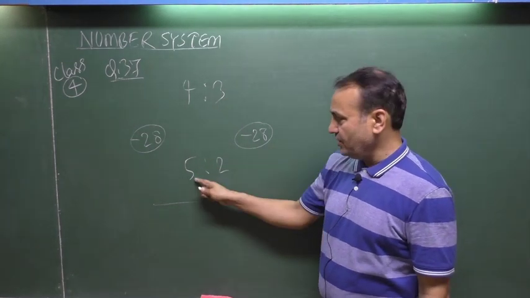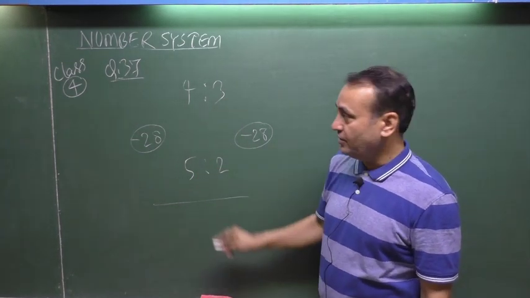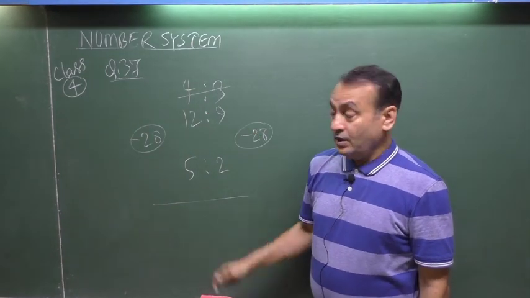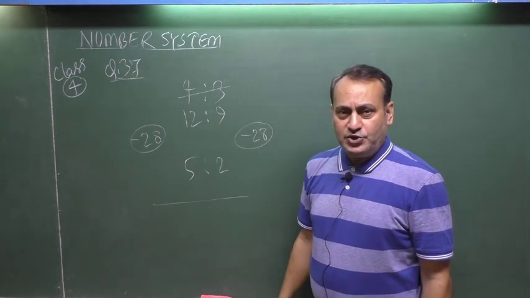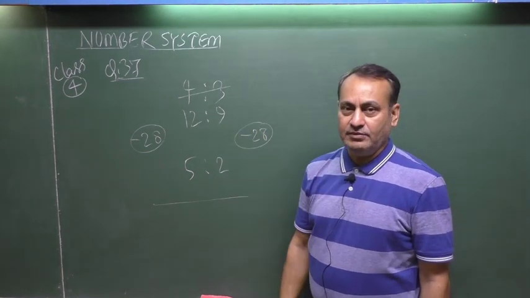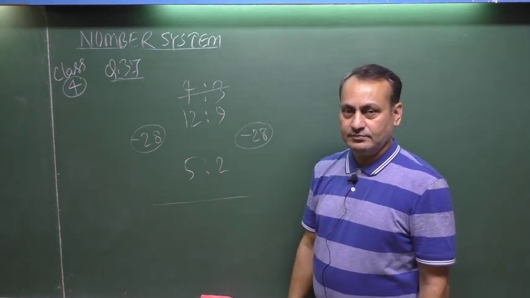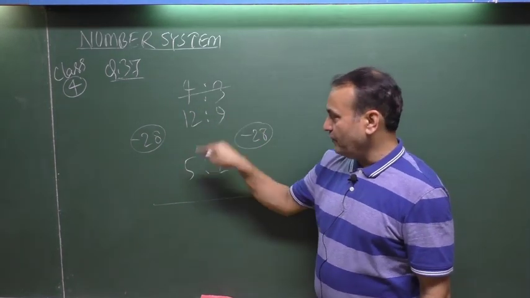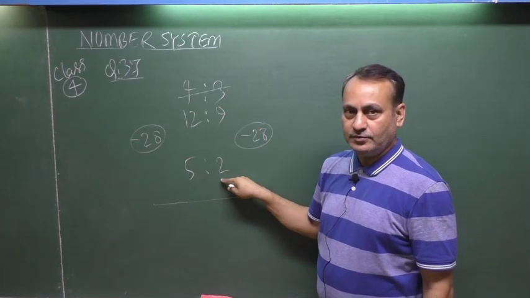That means the difference of 5 and 2 is 3. 3 times 4 is 12, 3 times 3 is 9. Now this is your ratio. The old one has been deleted, cancelled. The difference of 4 and 3 is only 1. 1 times 5 is 5, 1 times 2 is 2.